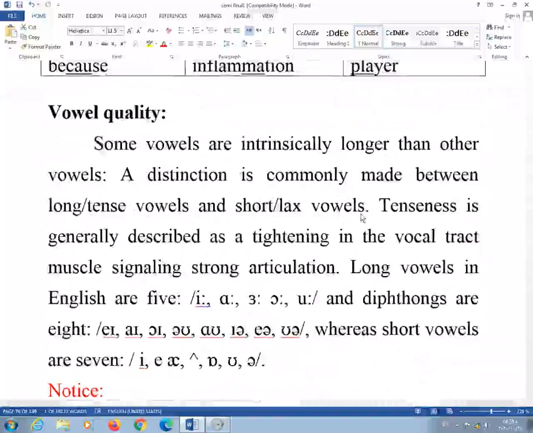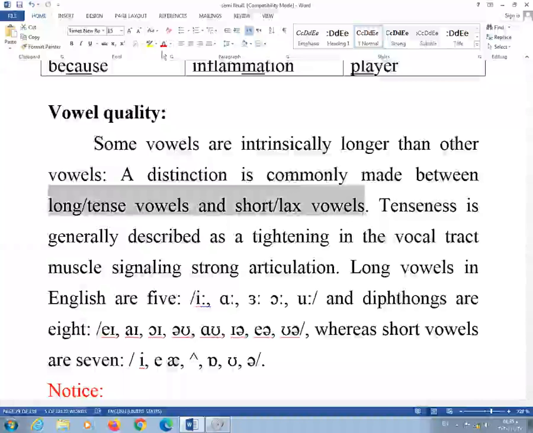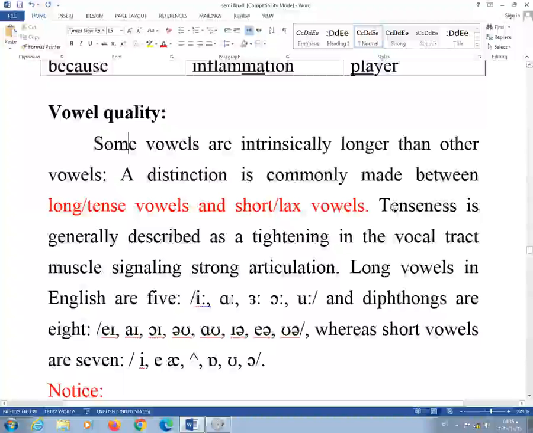At the bottom of the page, we are talking about something called vowel quality. Vowel quality. And some vowels are intrinsically, by nature, longer than others. Yes, we have to make a distinction between two categories of vowels. The first one is the long vowels, and there is another term, you can say long vowels or tense vowels, and the second is short vowels or lax vowels.